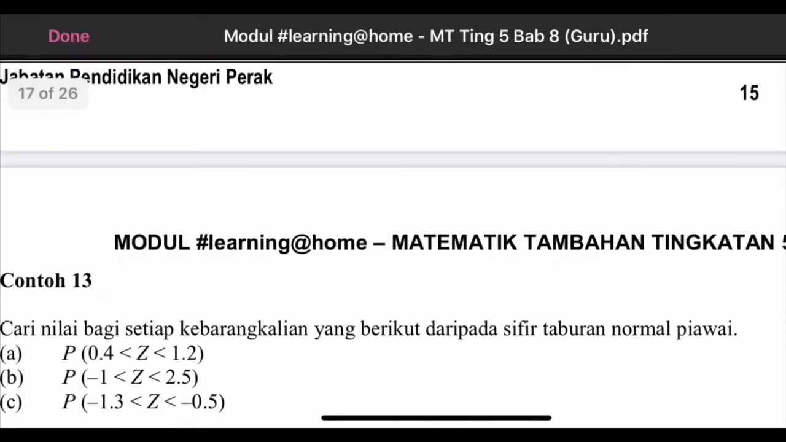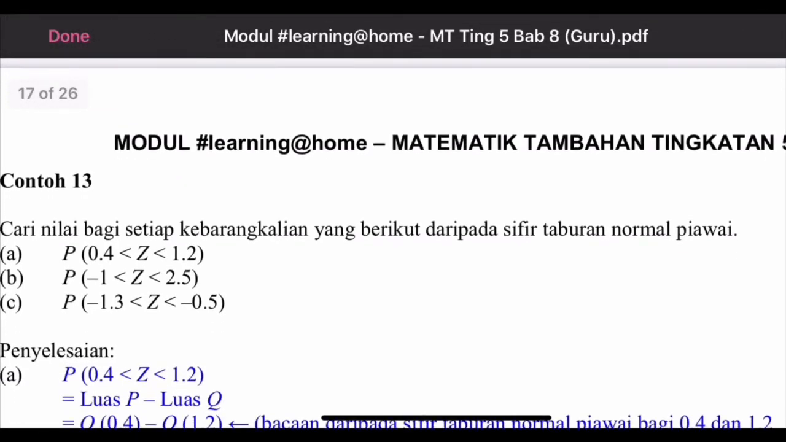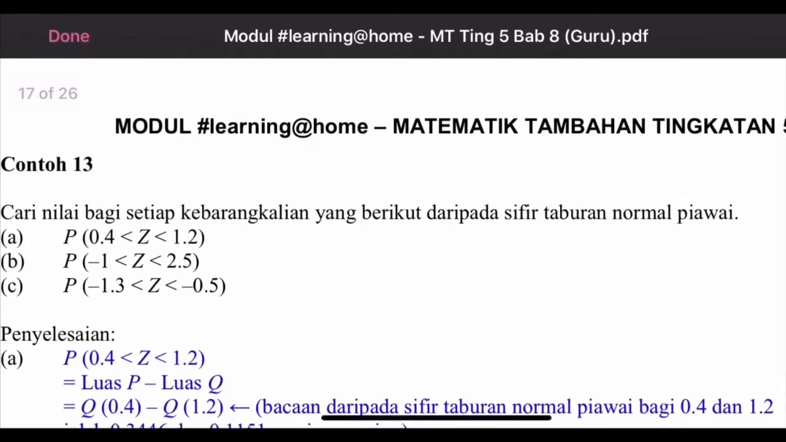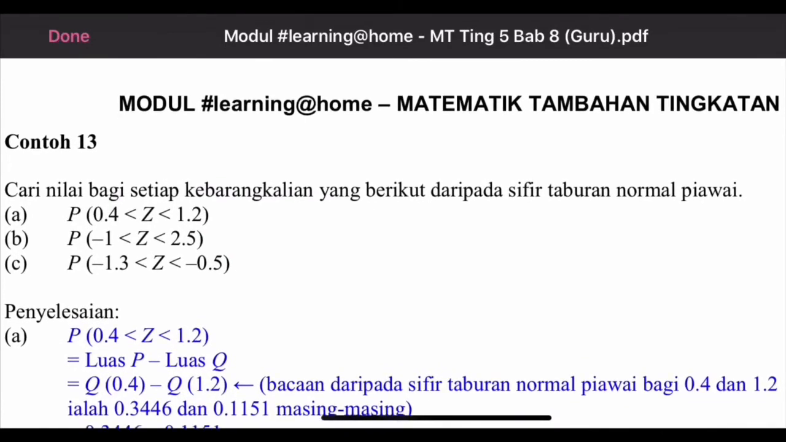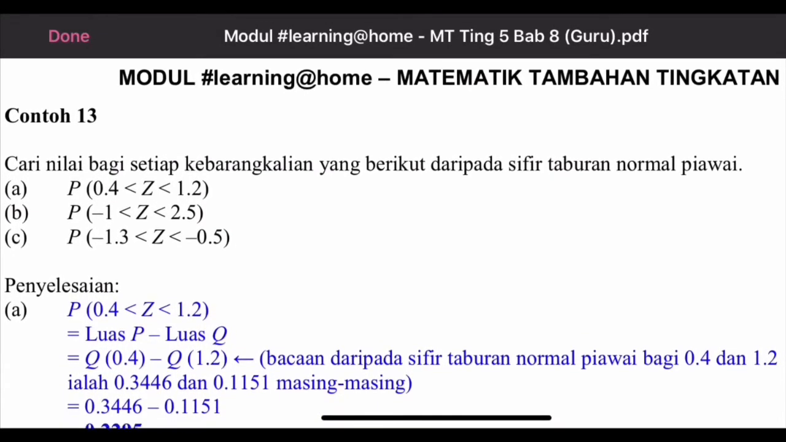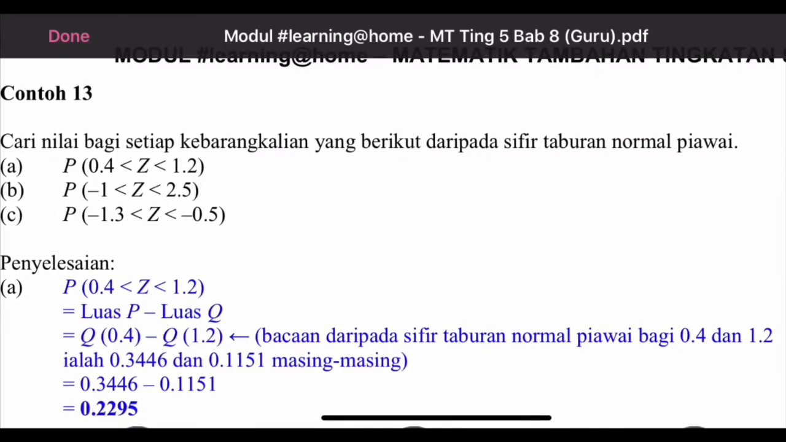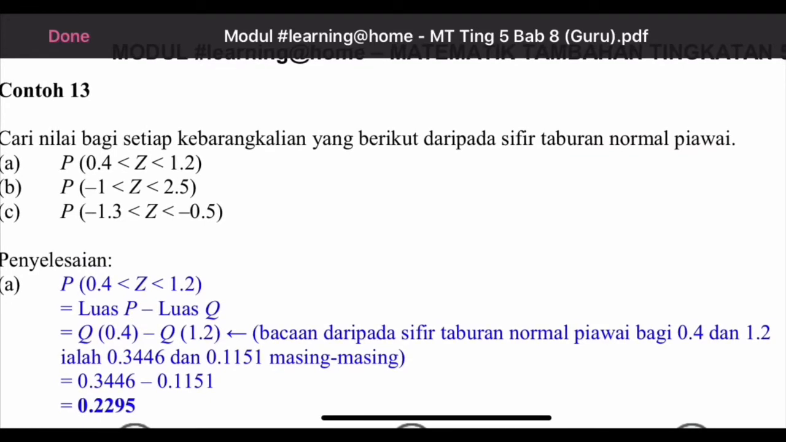We have 3 examples. The first one is find the probability for z score from 0.4 to 1.2. It's in between. When it is in between, you have to minus. The second is from -1 to 2.5, one negative, one positive. And the third, both negative, -1.3 to -0.5.